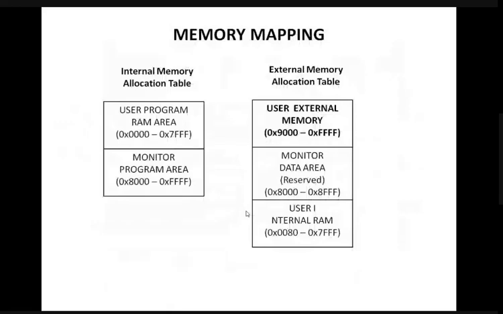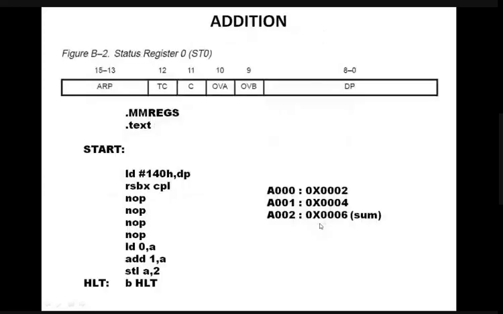Okay, so this is the memory structure where you have a separate program memory and data memory as shown. So internal memory, the user program area, is from 0000 to 7FFF, and the system program memory is this. So this is with respect to the kit that we are using. And let us look at the program, that is our today's objective, which will be very much useful for you to do your DSP lab.